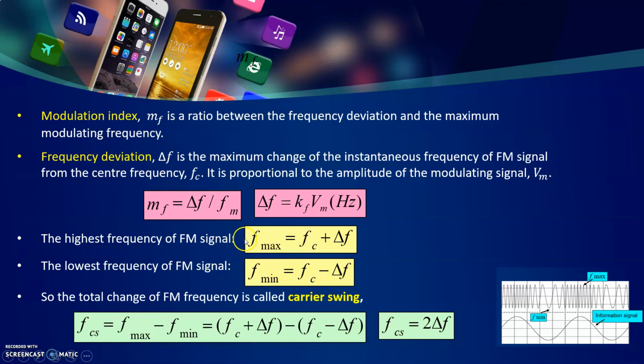The difference between Fmax and Fmin is called the carrier swing. The total change of FM frequency is called the carrier swing. It can be calculated as Fmax minus Fmin, or simplified: carrier swing is just equal to 2 times the frequency deviation.